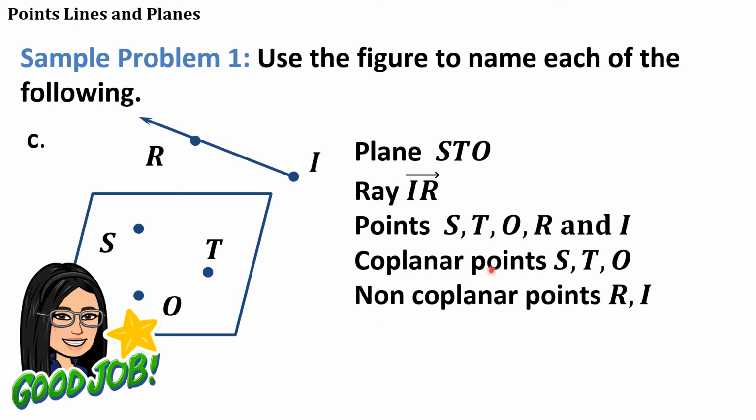Coplanar points are points that are in the same plane, and those points are point S, point T, and point O. The ones that are not in the same plane, those are non-coplanar points, and those are point R and point I.